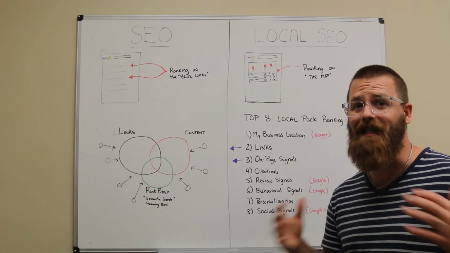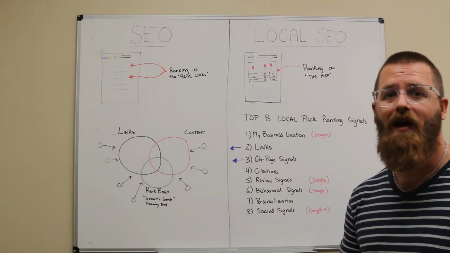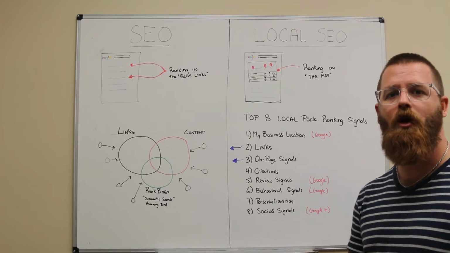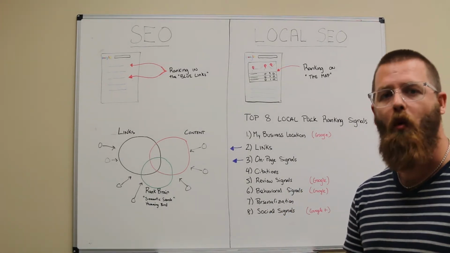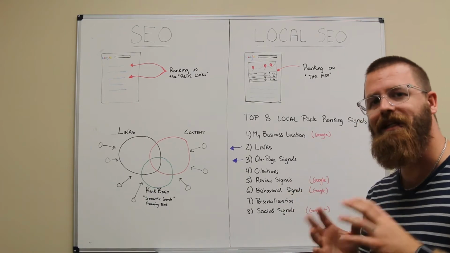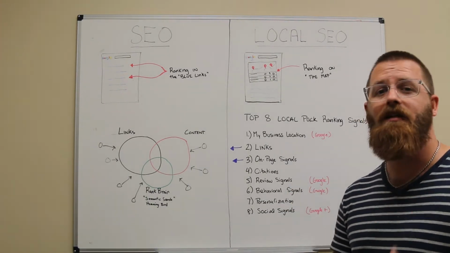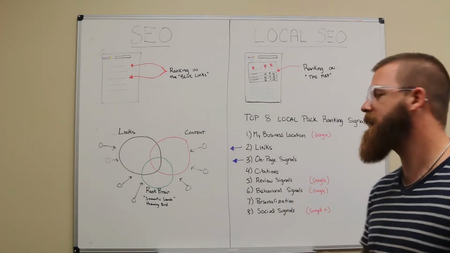Now, the second factor is links. This is very similar to SEO. Links play a role because links show Google authority. And again, you don't want links from just anywhere. You want them from quality sites. You want to make sure that you're getting links from people that are contextually relevant to your industry, and that makes sense to have.